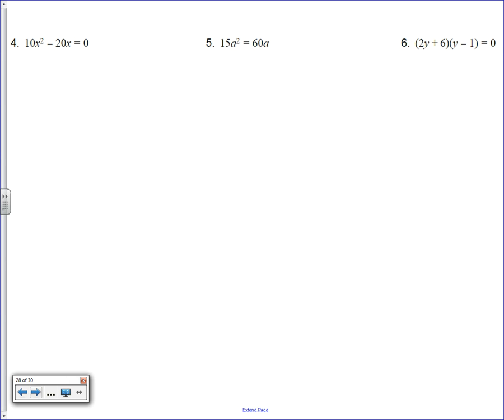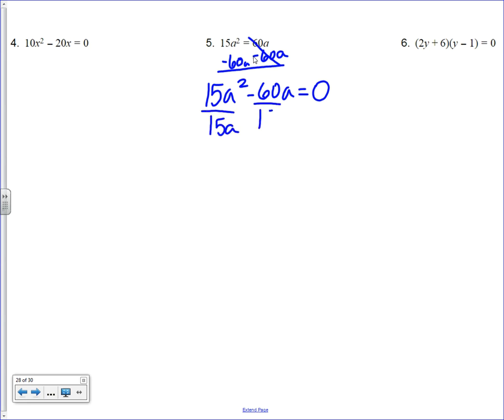First things first. Is this something that needs to be set equal to 0? Yes, because we have a squareds and a's. So how do I get this equal to 0? Does that 60a get to go with the 15a squared? It does not. And I'm going to write the 15a squared first. Now we're ready to factor. What can I take out of both of them? Is everybody good with the 15? What else can I take out? An a. So we're going to have 15a out front.